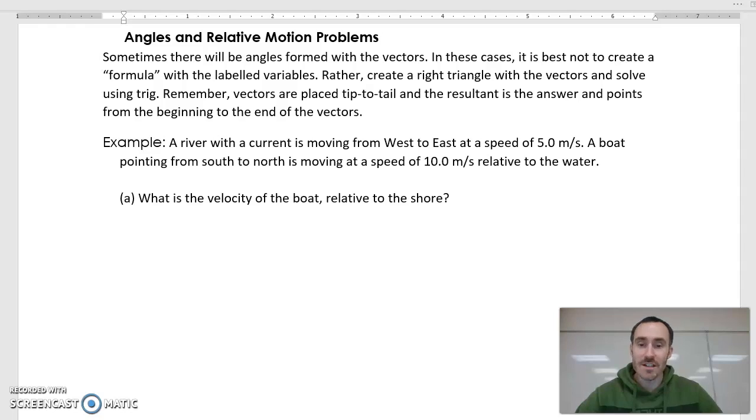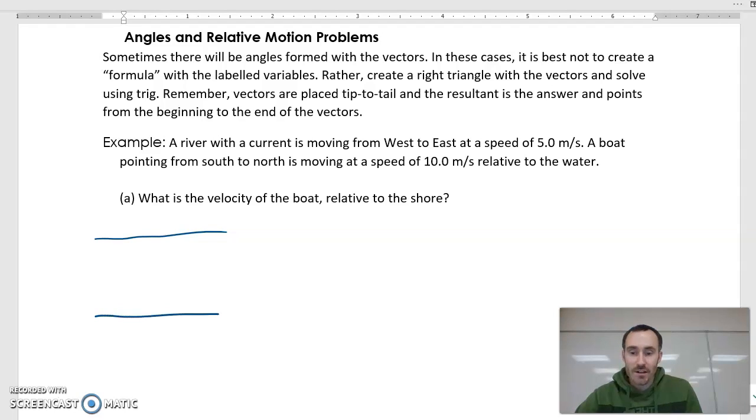A river with a current is moving from west to east at a speed of 5 meters per second. A boat pointing from south to north is moving at a speed of 10 meters per second relative to the water. What is the velocity of the boat relative to the shore? So, a couple things are happening here. The current is moving west to east, so we know that our river is oriented like this. I'm going to make it nice and wide so I can draw a boat in there. Okay, and we know that the river velocity is flowing west to east at 5 meters per second. So I'm going to draw that right here.